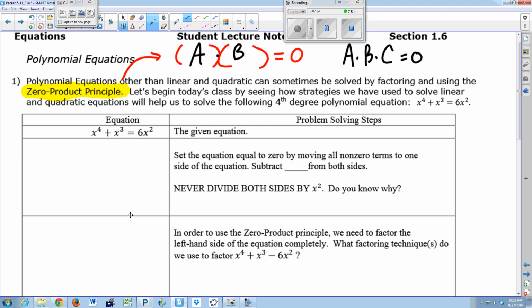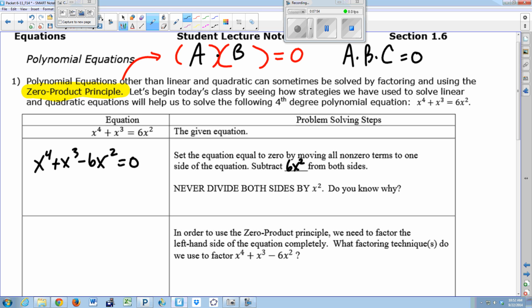So the first thing we're going to do here is subtract 6x squared from both sides of our equation. Okay, so my new equation looks like this. That's the first step with any polynomial equation of these higher degrees.